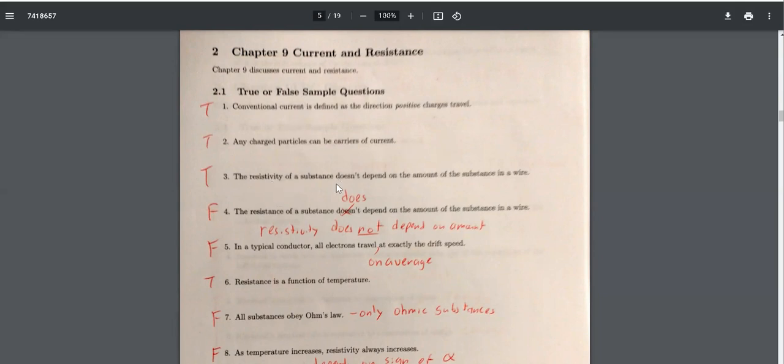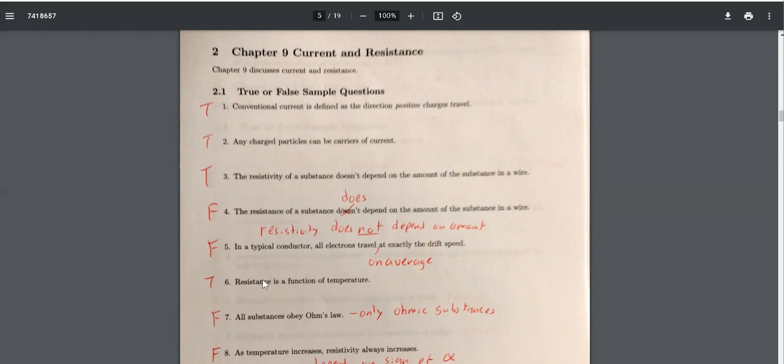Okay, now resistivity of a substance doesn't depend on the amount of the substance. That's true. Resistivity is an inherent quantity. It only depends on the type of the substance that you have, and then also the pressure it is under, the temperature and whatnot. But resistance is different. Resistance does depend on how much you have. So for instance, you don't just have to know that it's copper. You also have to know how much of the copper that you have. How long is the wire? What's the area, et cetera, that kind of stuff.